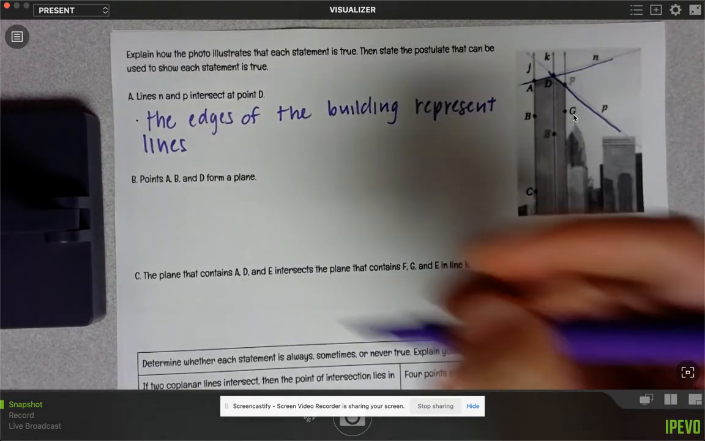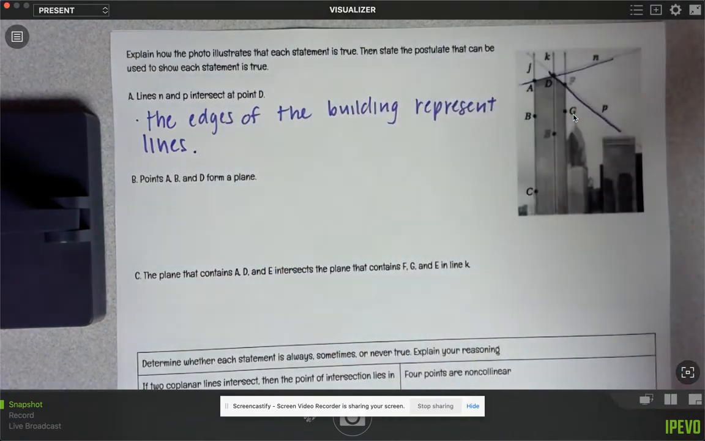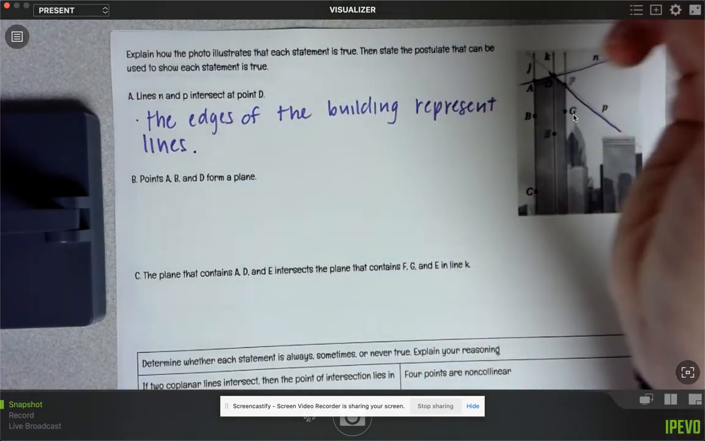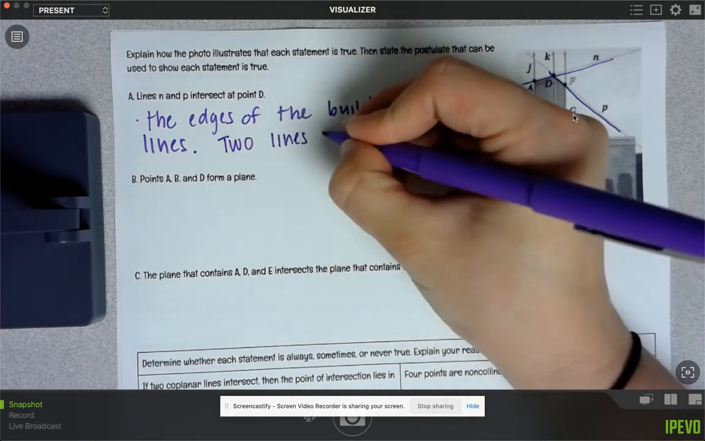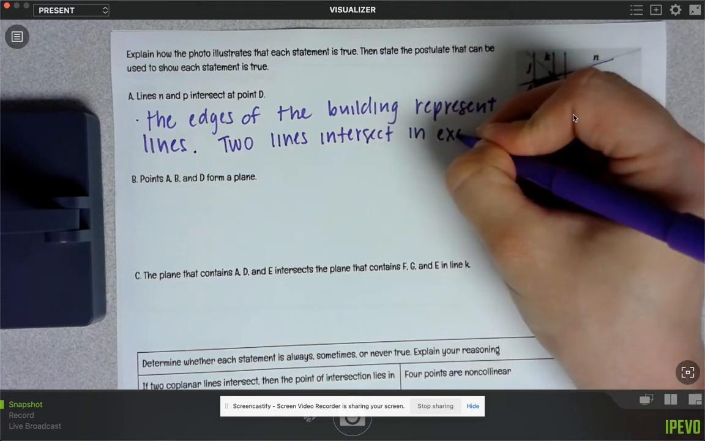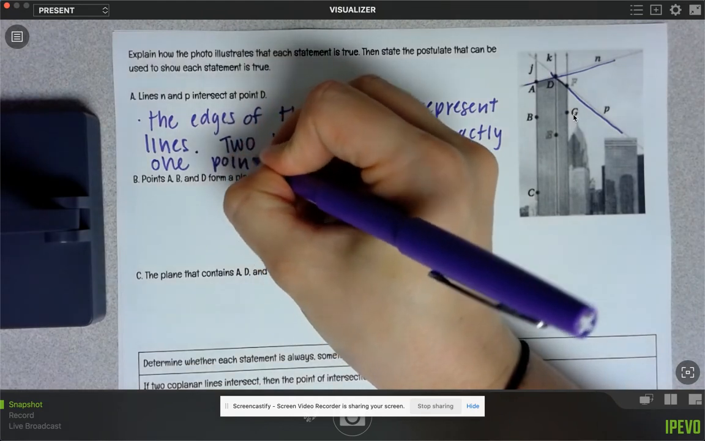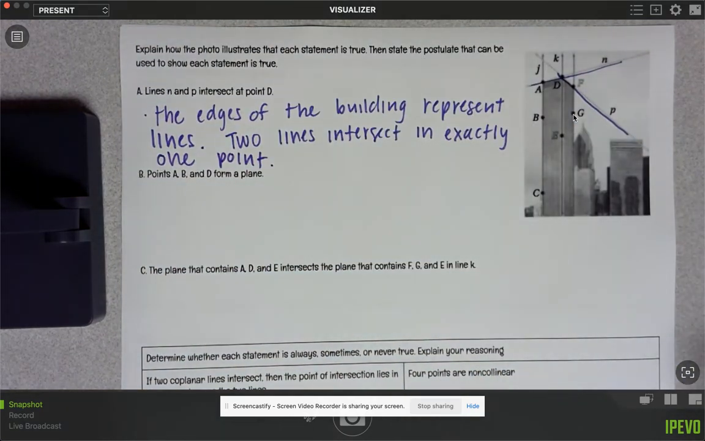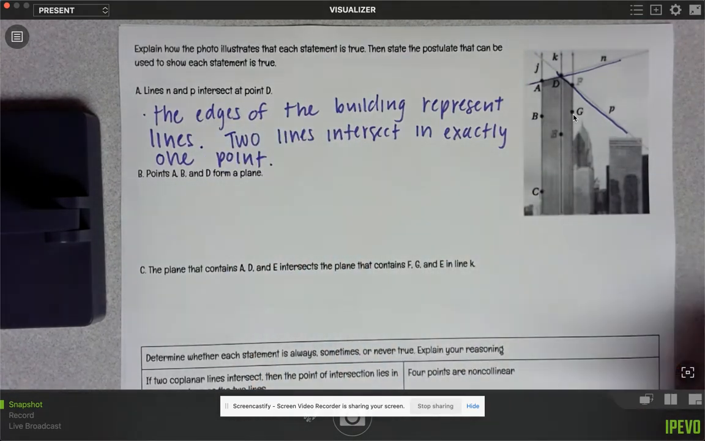This is true because we know if two lines intersect, they intersect in exactly one point. And I know, folks, this seems redundant till I have to repeat myself or explain why, but that's the whole point of a proof. You're not allowed to say anything unless you have a reason to back you up. So this is our reasoning as to why we could say the building edges represent lines.